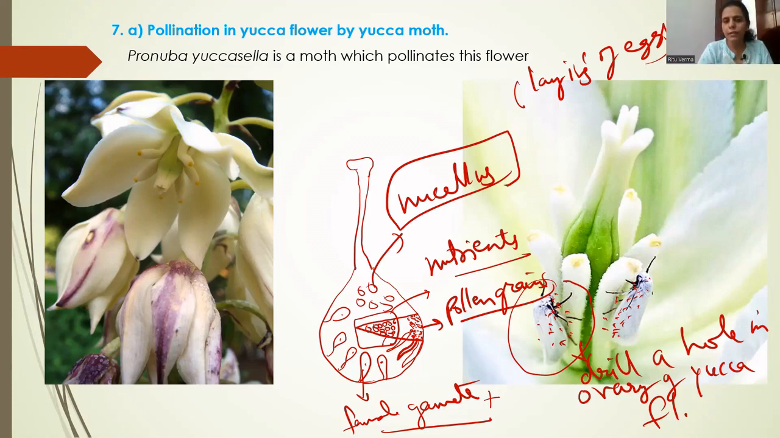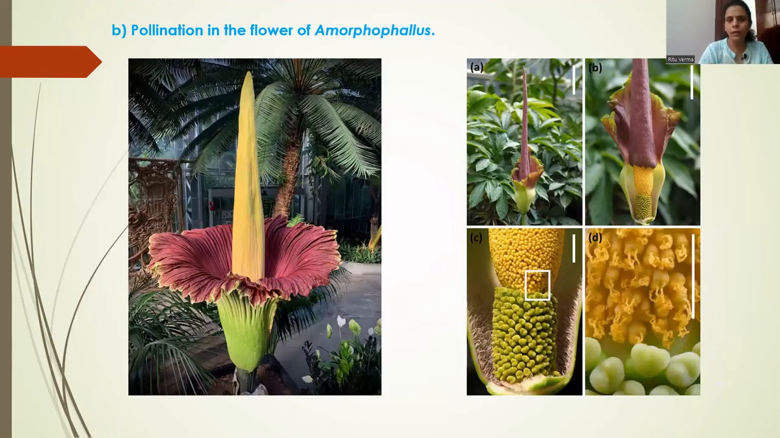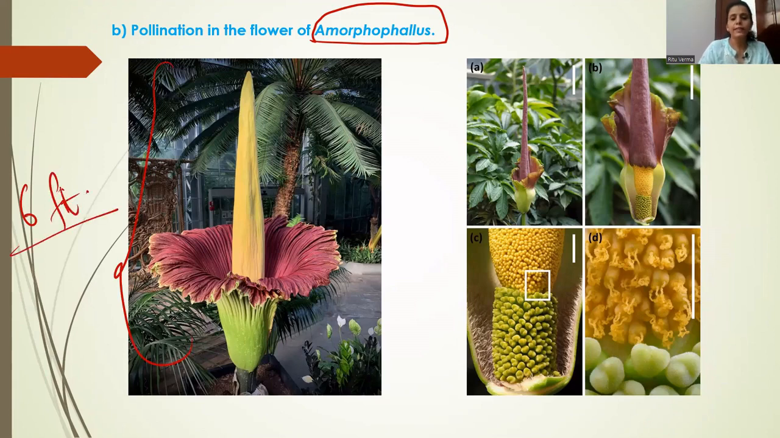A similar type of example can also be found in another plant which is known as Amorphophallus. Here, the height of this flower is almost 6 feet. And this flower is also pollinated with the help of insects, and these insects drill a hole in the ovary of this Amorphophallus flower.